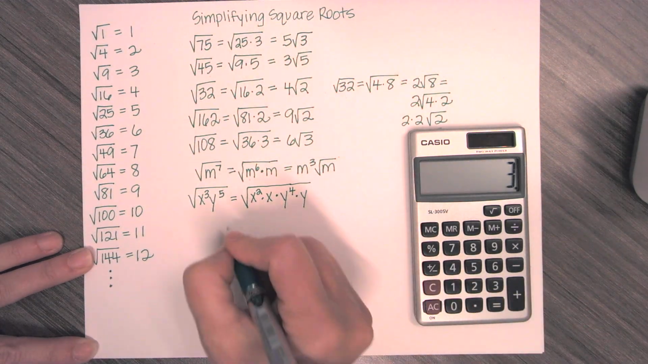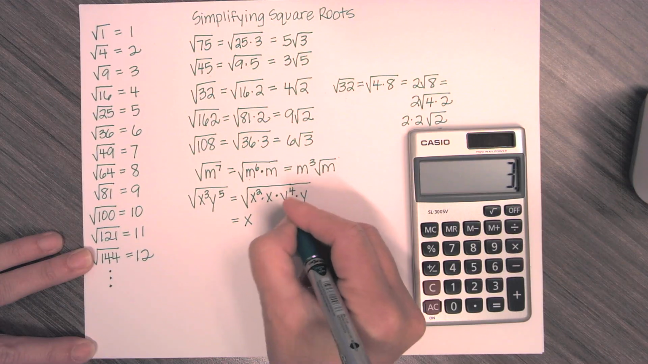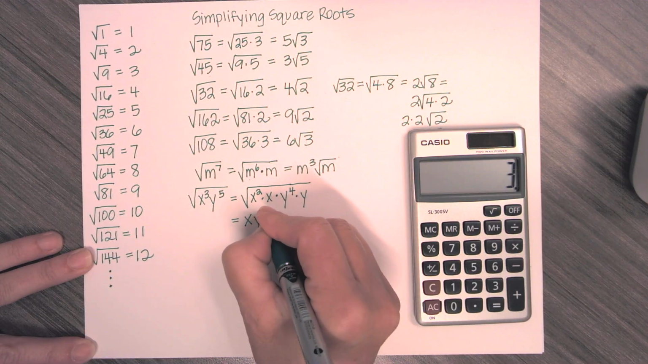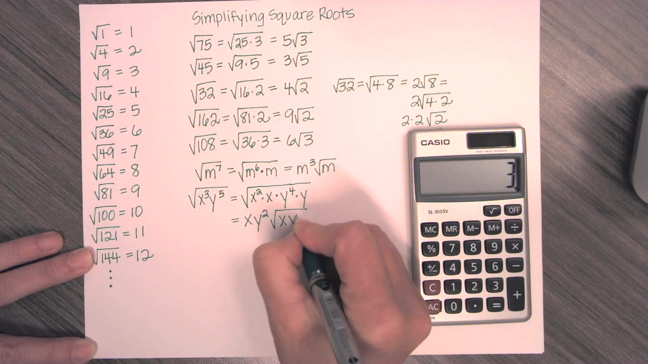All right, now let's take the square root of what we can. The square root of x squared is x. The square root of y to the 4th is y squared. And then left underneath we'll have an x and a y.